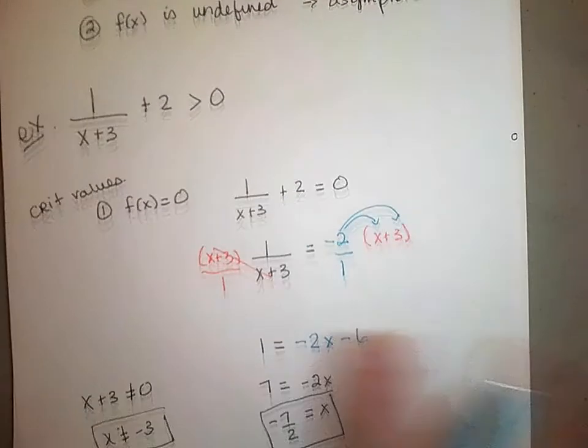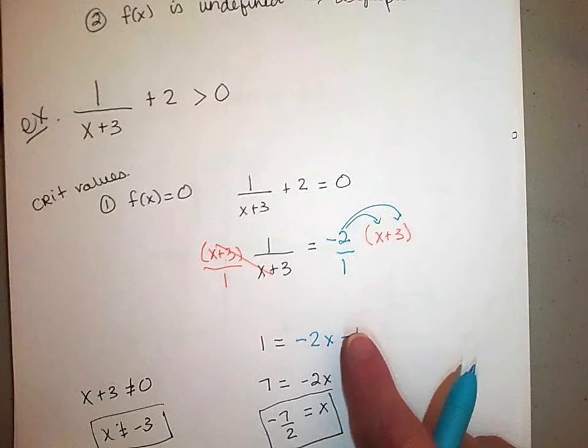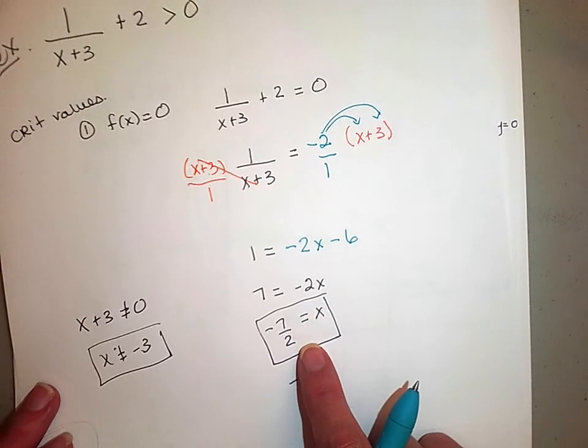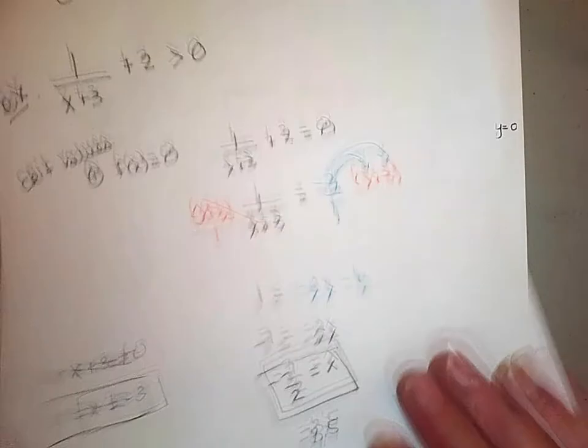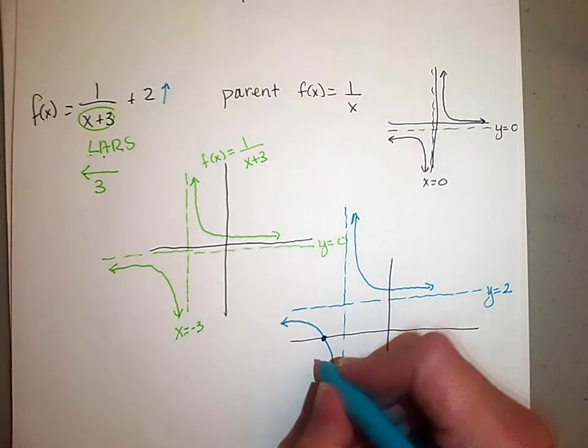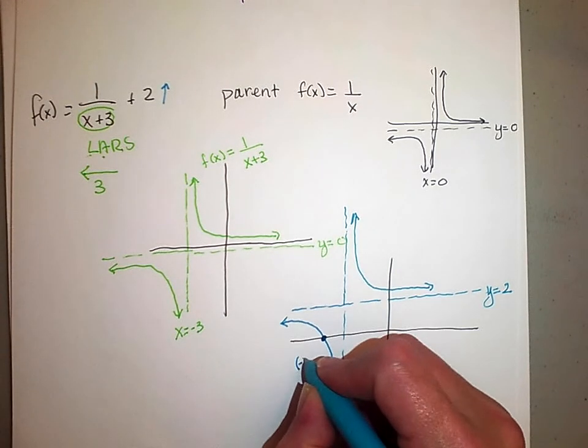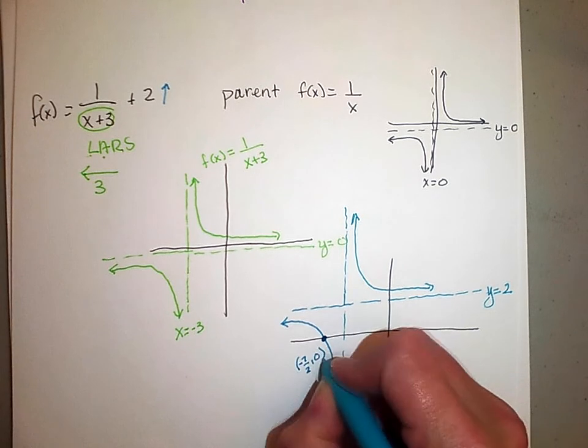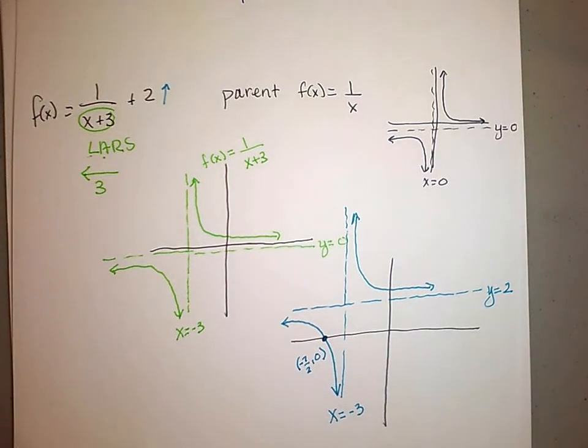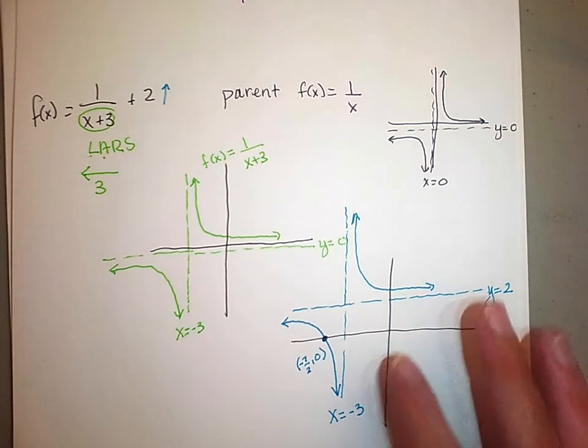At a certain point, there will be an x-intercept here. And we know where that is. That is when this function, here's our critical value, we set it equal to 0, and this was when x is equal to -7/2. So we know this is -7/2, comma 0. And now we go back to the original equation.